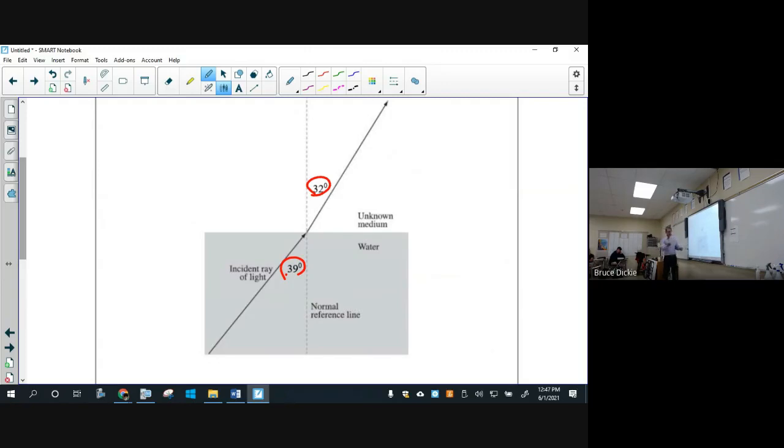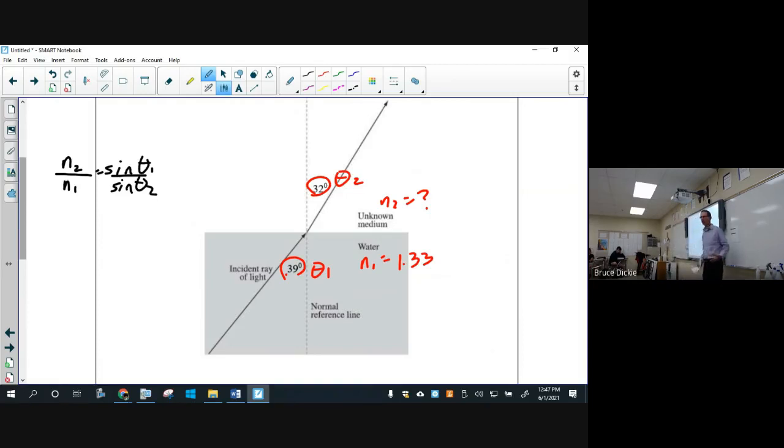And what are we looking for? The index of refraction in the second medium. Look, this is going to be theta 1. This is going to be theta 2. We're told that N1, water index of refraction, is 1.33, and we're looking for N2, the index of refraction in the unknown medium. So let's say N2 over N1 is equal to sine theta 1 over sine theta 2. Be familiar with this equation. Know where to find it. Know what each of the variables mean.